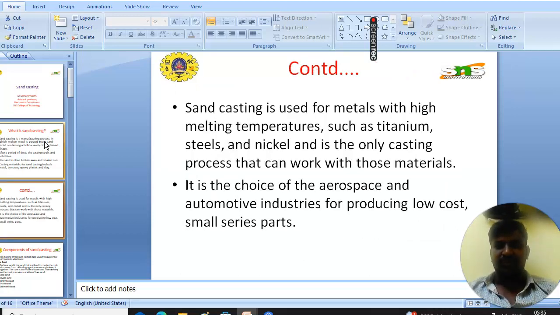Sand casting is used for metals with high melting temperatures such as titanium, steel, and nickel, and is the only casting process that can work with those materials. It is a choice of the aerospace and automotive industries for producing low cost and small series parts.